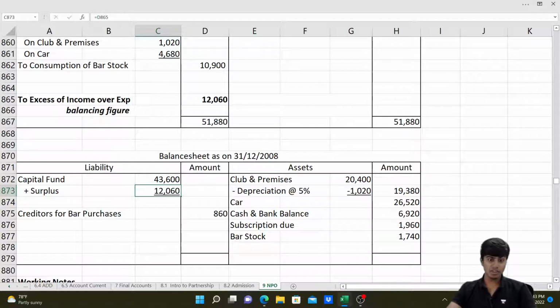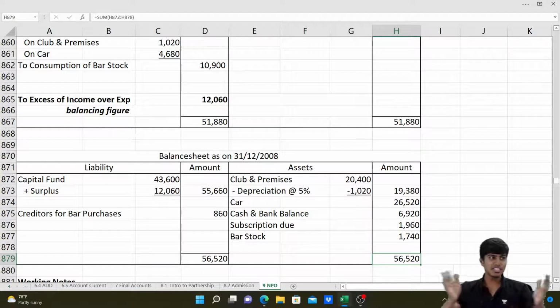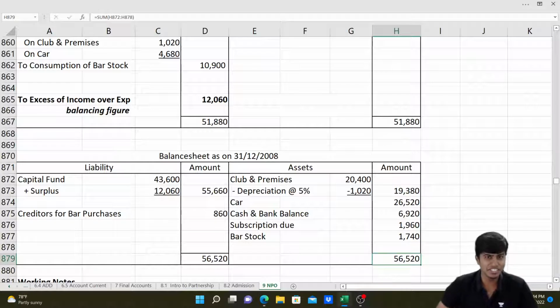If I take the total of which, I'll arrive at 55,660 rupees as my total capital fund. Add 55,660 plus 860, you would get 56,520 as the total on the liability side. Let's take the total on the asset side. 19,380 plus 26,520 plus 6,920 plus 1,960 plus 1,140 is also 56,520, and there you go, your balance sheet tallies.